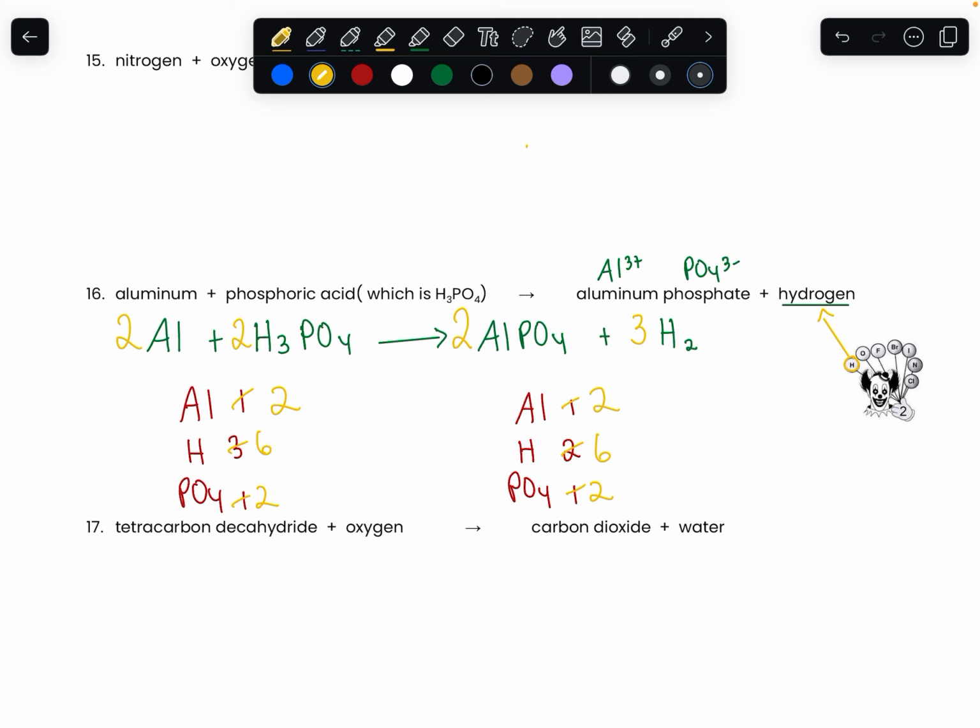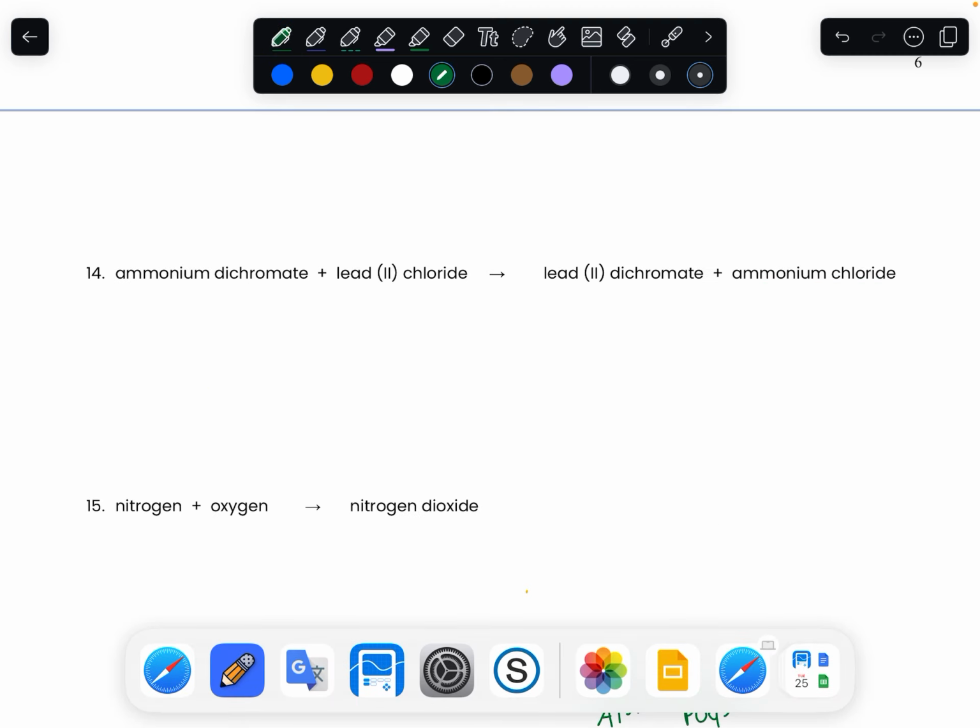That gives us 2, 6, and 2 on either side of all those types. Okay, one more problem we're going to do is look at number 14 on your balancing equations practice. The reason we're going to look at this one is because it has some weird polyatomics going on. So let's look up, first and foremost, what ammonium is, because you probably don't know what it is.